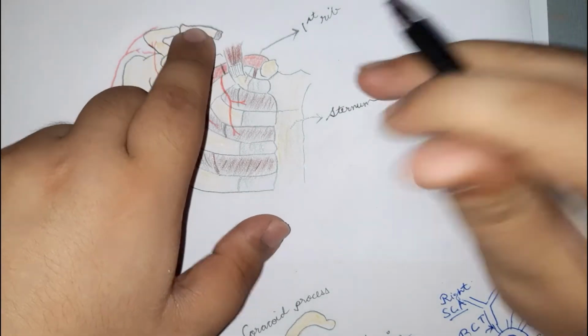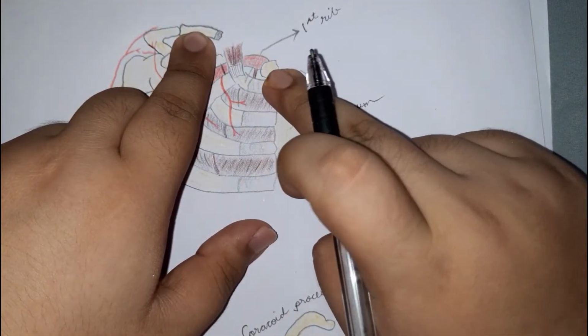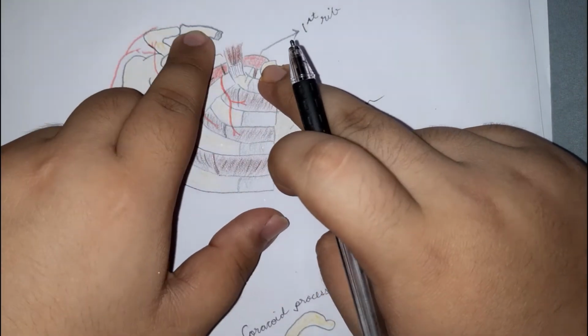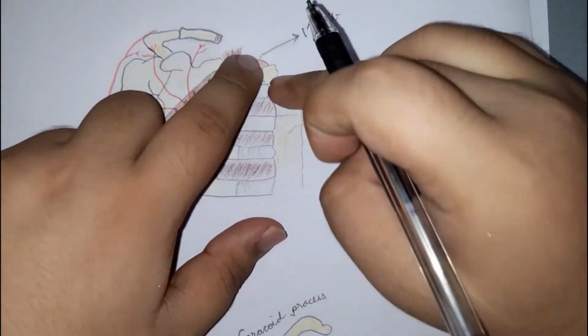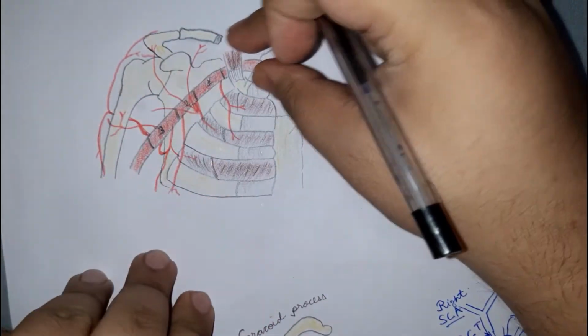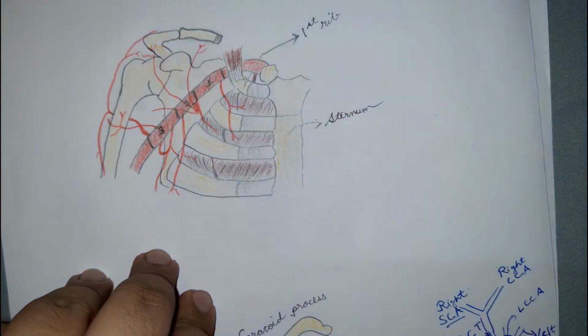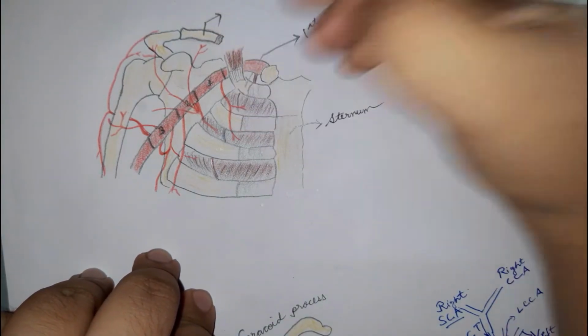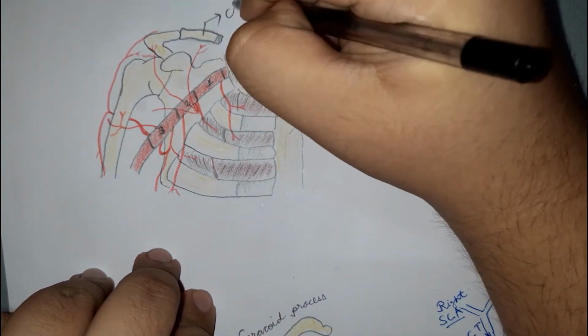This bone over here, which is cut, can you see? This is the proximal part, this is the distal part of the bone. The intervening part has been cut so that we can get a better look at the axillary artery. This is the clavicle.